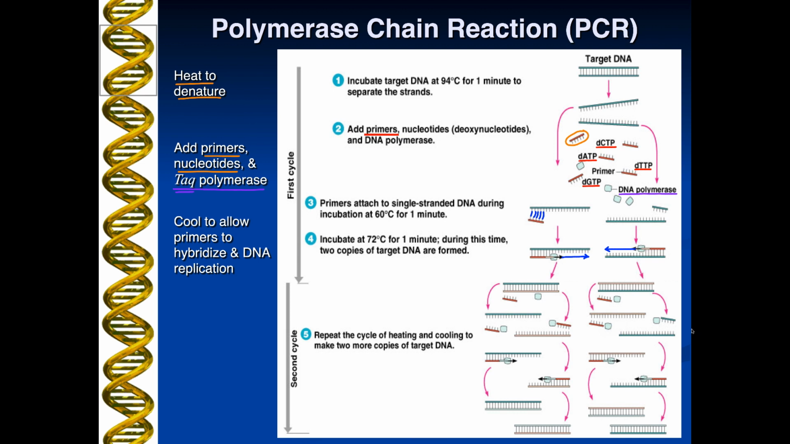Now this very quickly gets big, right? If we take 1 piece, it becomes 2, 2 becomes 4, and if we do this cycle like 30 times, this heat, cool, heat, cool, heat, cool, right? We're going to get tons of DNA of just that one segment that we're looking for.